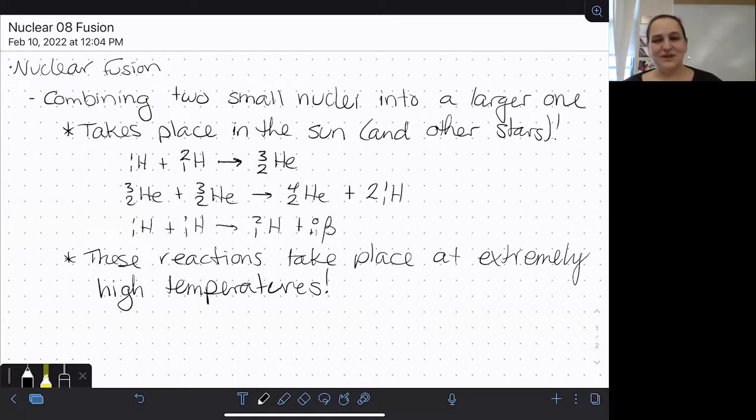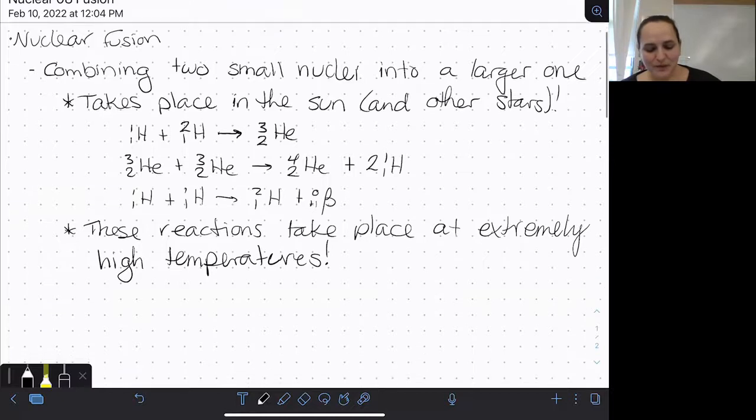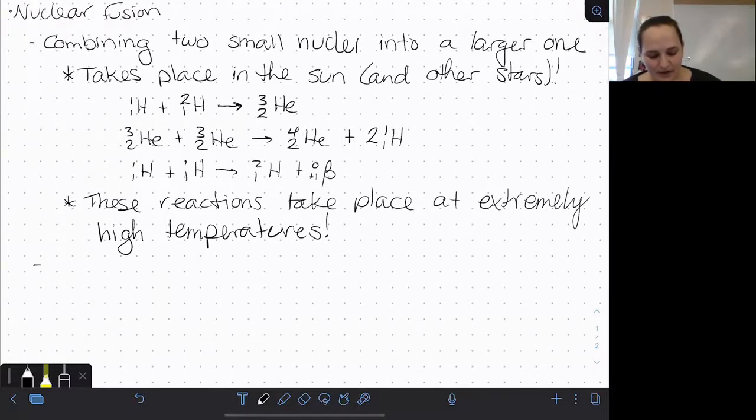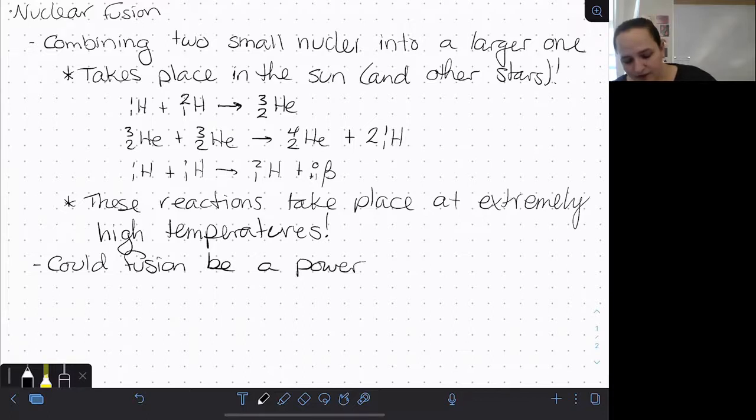It's not something that's being employed currently, but it's a really interesting idea. So fusion, as you can tell from our sun, produces lots of energy. It gives off heat, it gives off light. So we could potentially harness that, if we're able to, as a power source.